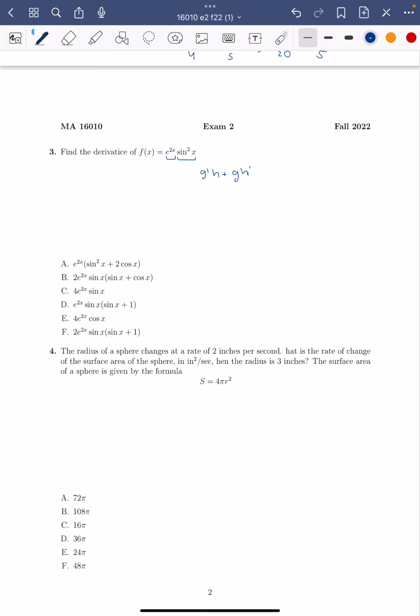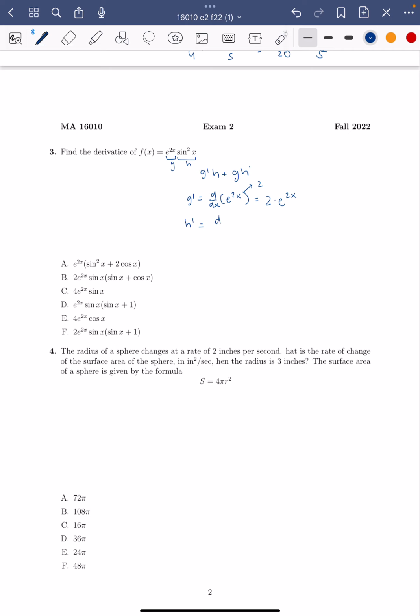Okay, let's go ahead and find g prime and h prime if g equals e to the 2x and h equals sine squared x. So g prime equals the derivative of e to the 2x. Now, when we do this, we also notice that this needs chain rule. The derivative of the thing that e is raised to, 2x, is 2. So we can move that out, and it would be 2 times e to the 2x as our derivative.